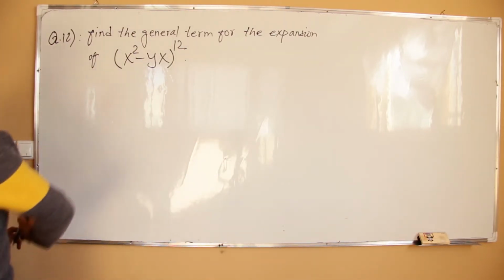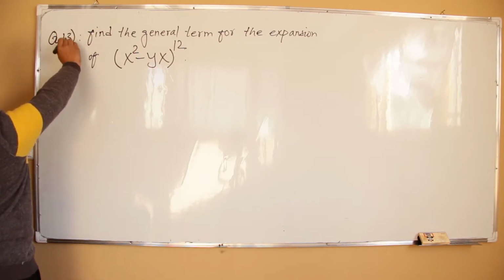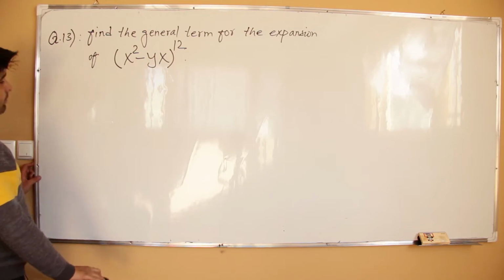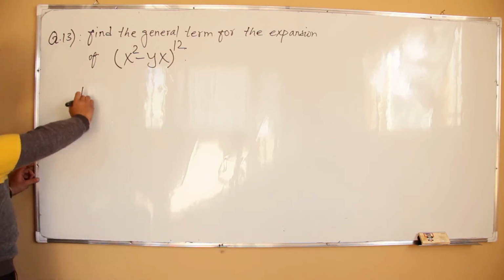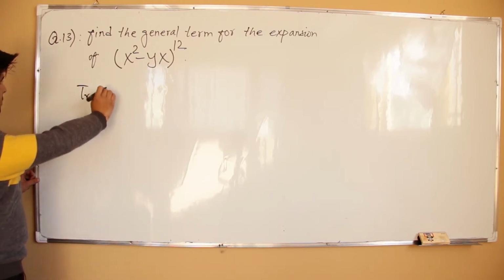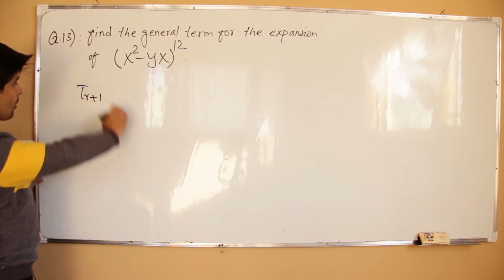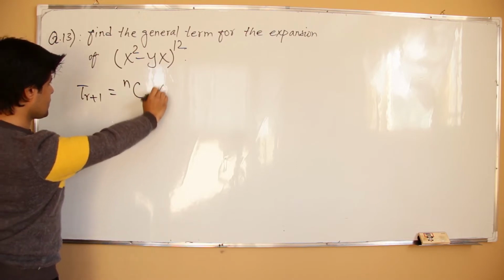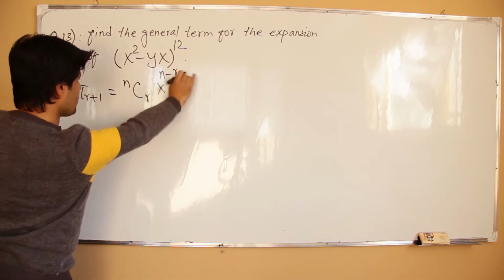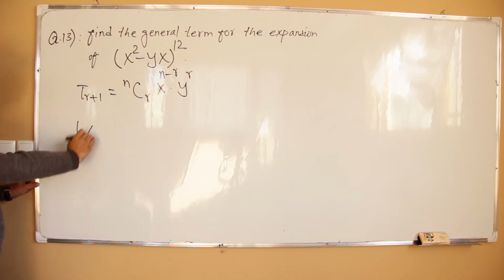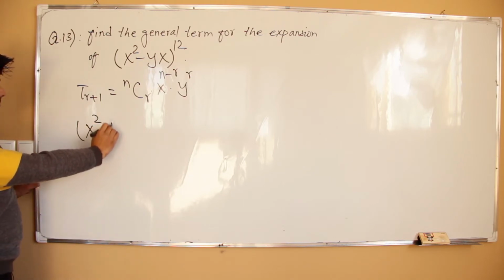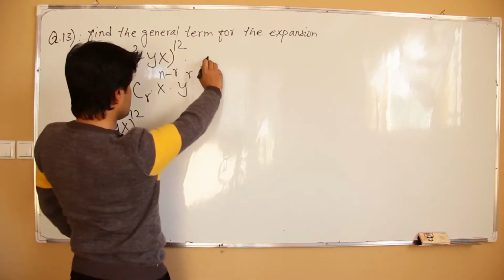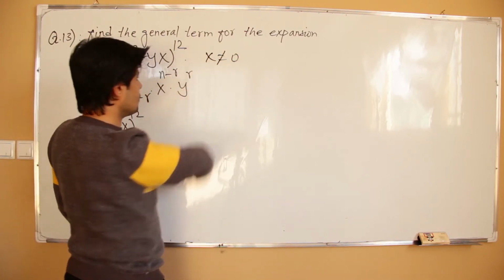Find the general term, question number 13. For this expansion, it's the same as the previous question. If you want to find the general term for (x + y) raised to the power n, it is nCr x to the power n minus r, y raised to the power r. Now your question is (x² − yx) raised to the power 12, and the condition is that x should not be 0. Why?